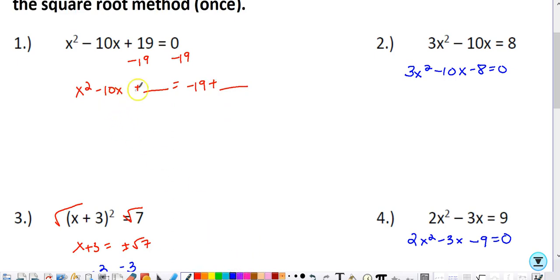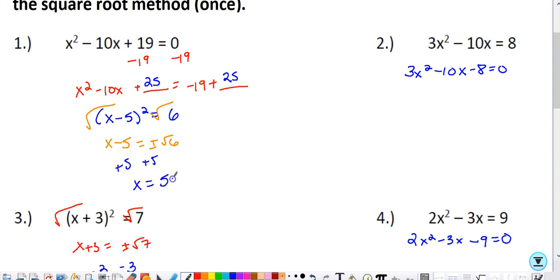Half of negative 10 squared to both sides. Factor the left. Combine my terms over here. Square root. And then add 5. X is 5 plus or minus root 6.